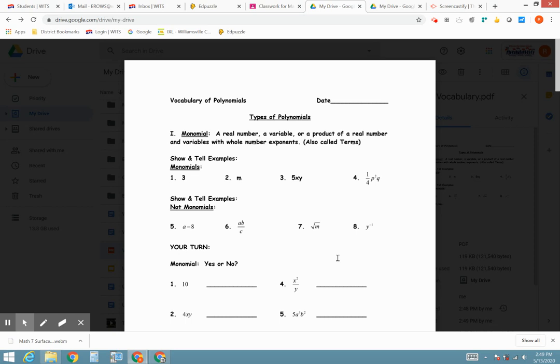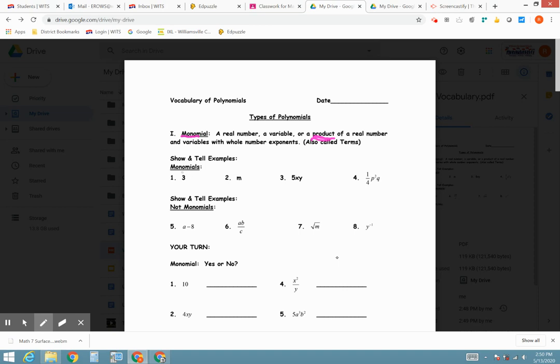And you've actually been seeing lots of these, but maybe didn't know their actual names when we were working with polynomials. So a monomial, mono meaning one, is a real number, a variable, or a product of a real number and a variable. So right off the bat, I can look and say, oh, this is okay, this is okay, okay. So I can look and, based on this definition, tell if these are monomials.